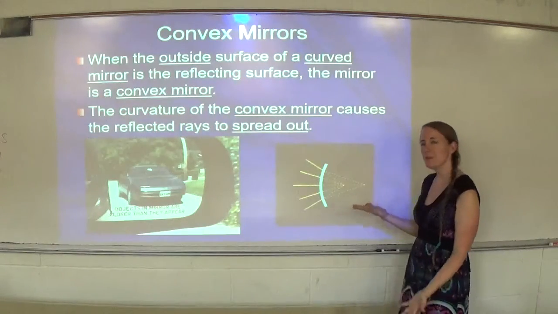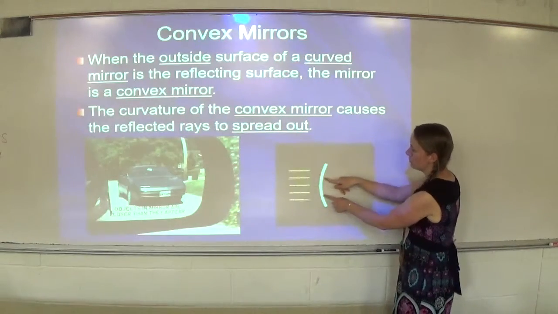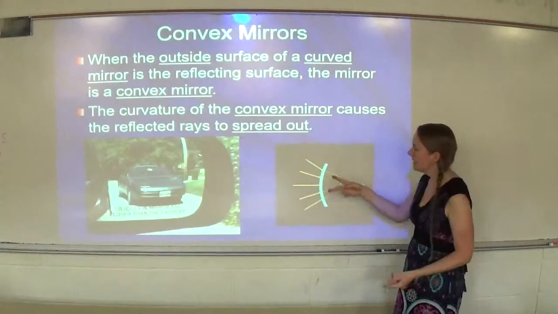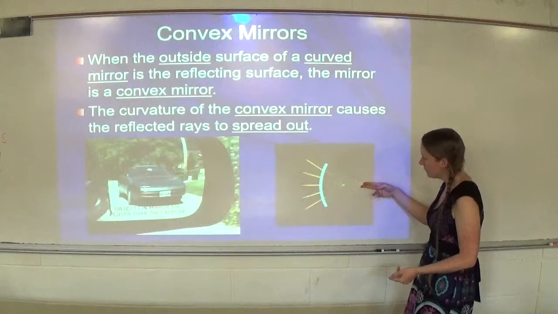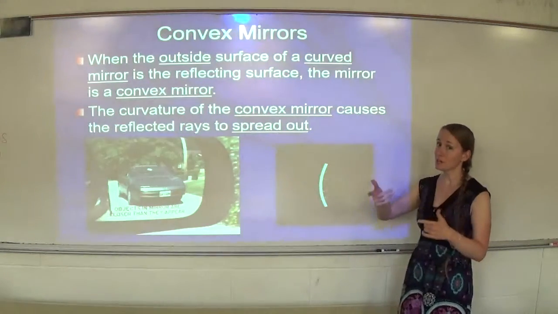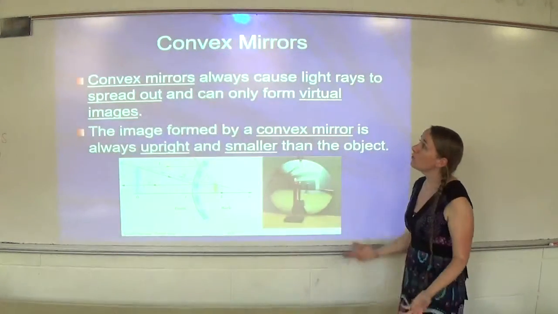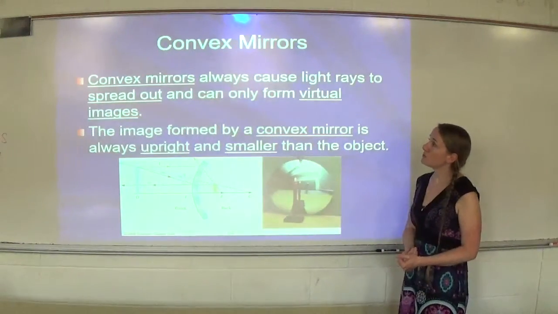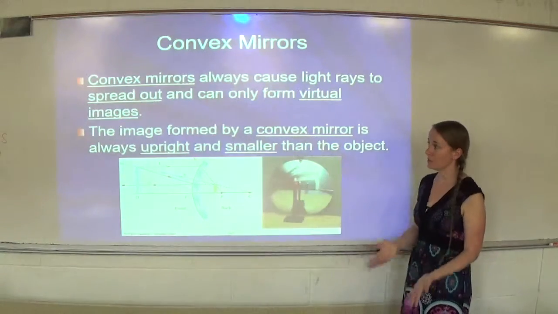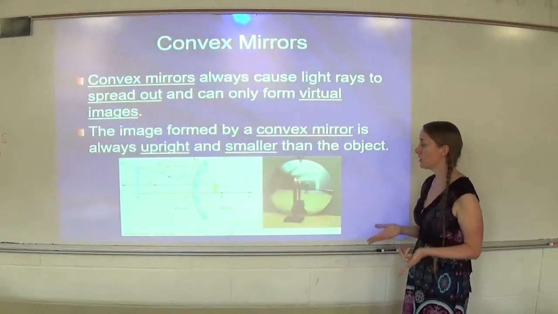So how do we get an image if they never come together? Well, that's where they appear to come from. So see these dotted lines? They appear that they came from this point right here and spread out. So of course, if that's where they appear to come from, this is going to be a virtual image. Convex mirrors always cause light rays to spread out and can only form virtual images. The image formed by a convex mirror is always upright and smaller than the object.